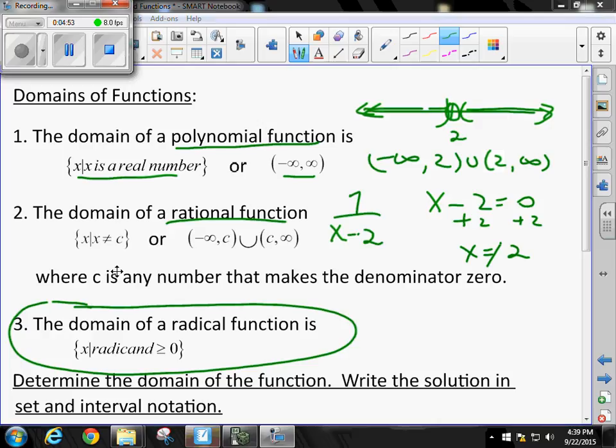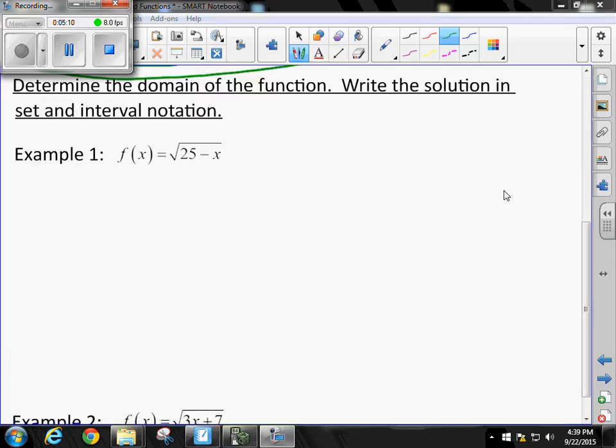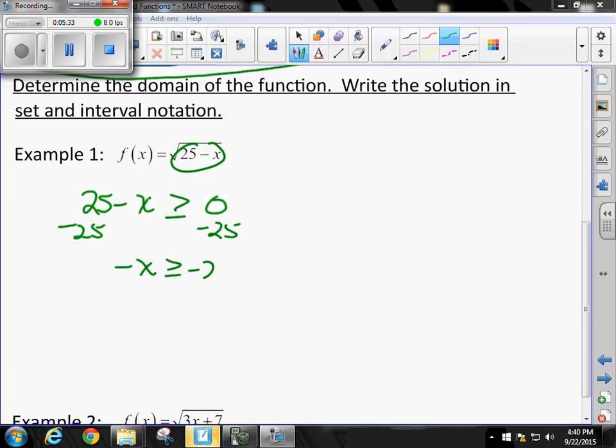So the domain of a function is going to be all real numbers except if you have a denominator or if you have a radical. When you have a radical, what's underneath the radical has to be greater than or equal to 0. So let's try a few of these. Determine the domain of the function. Write the solution set in interval notation. So whenever you have a radical, what's underneath the radical, which is called the radicand, 25 minus x, has to turn out to be greater than or equal to 0. So I'm going to solve this by subtracting 25 from both sides. So I have negative x is greater than or equal to negative 25.